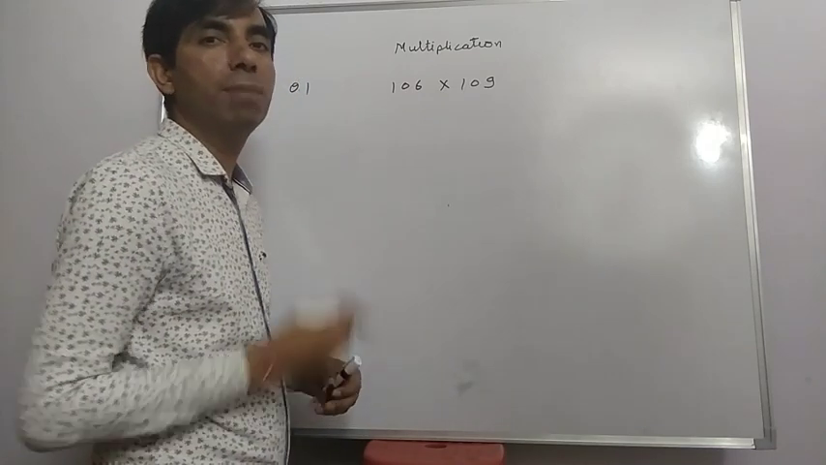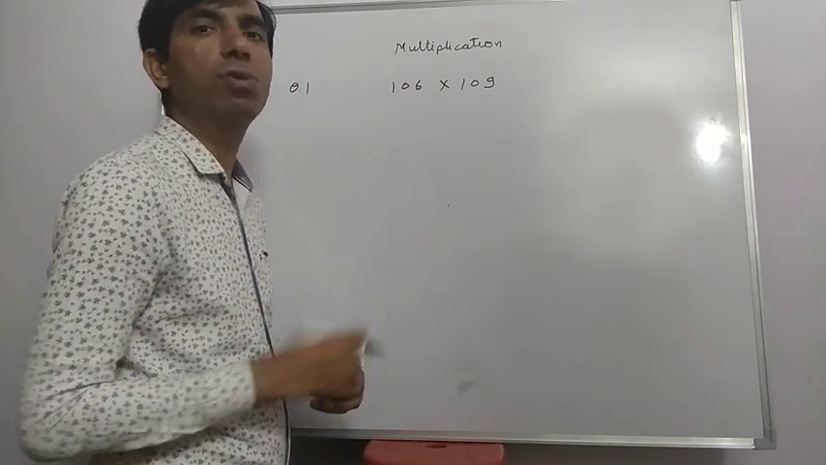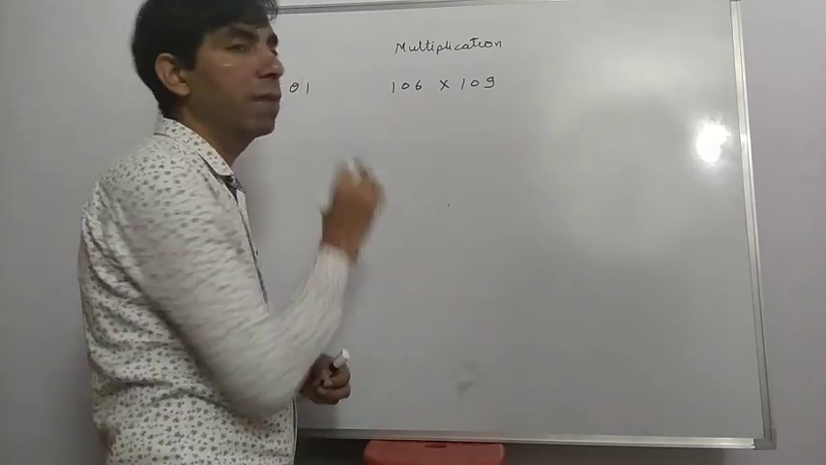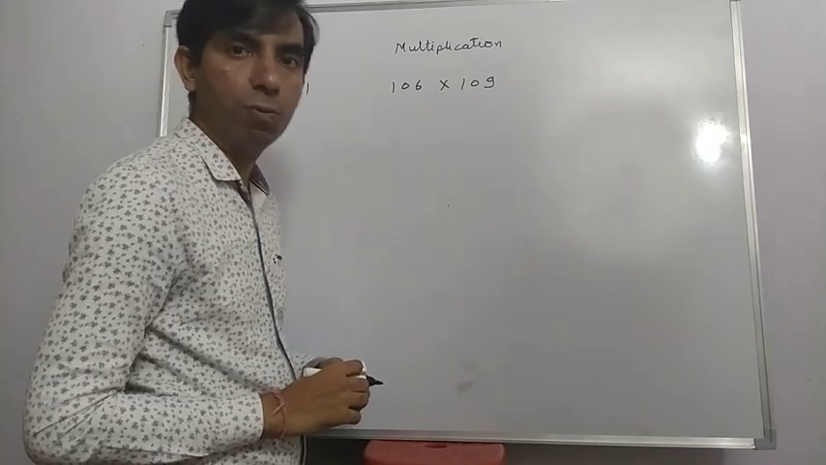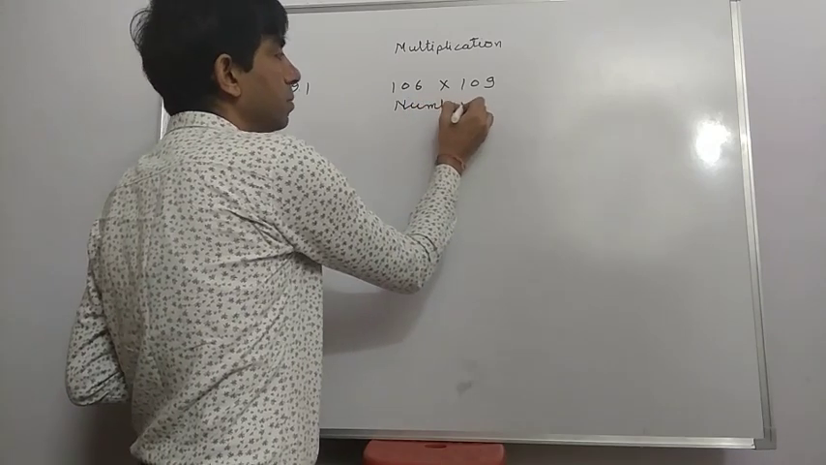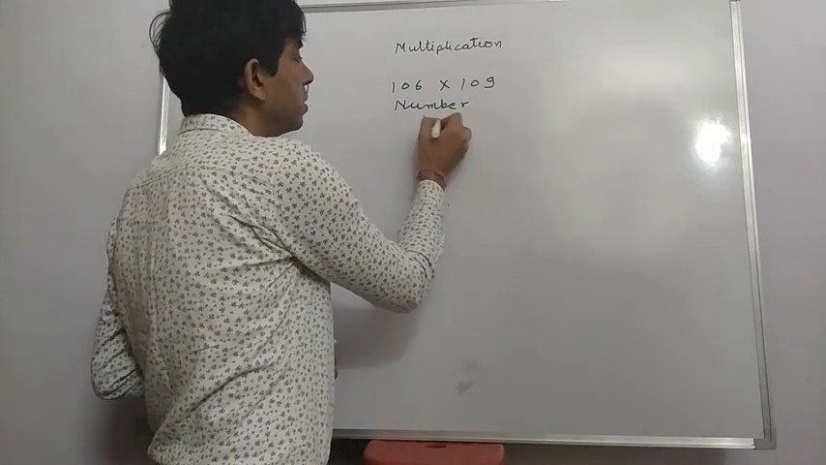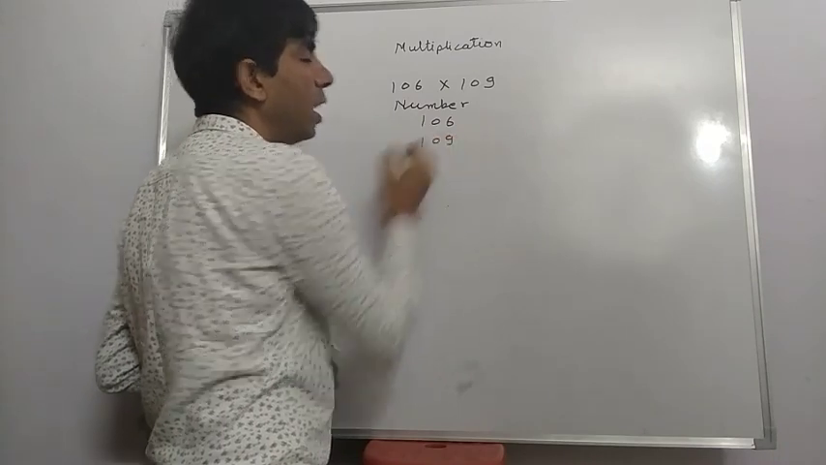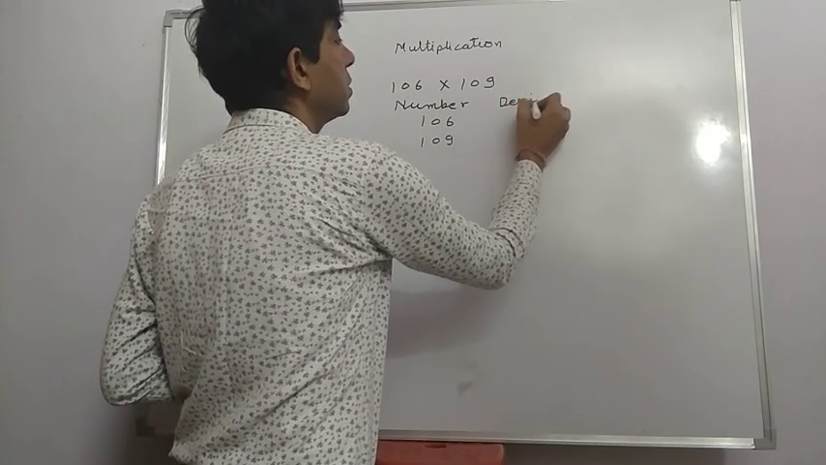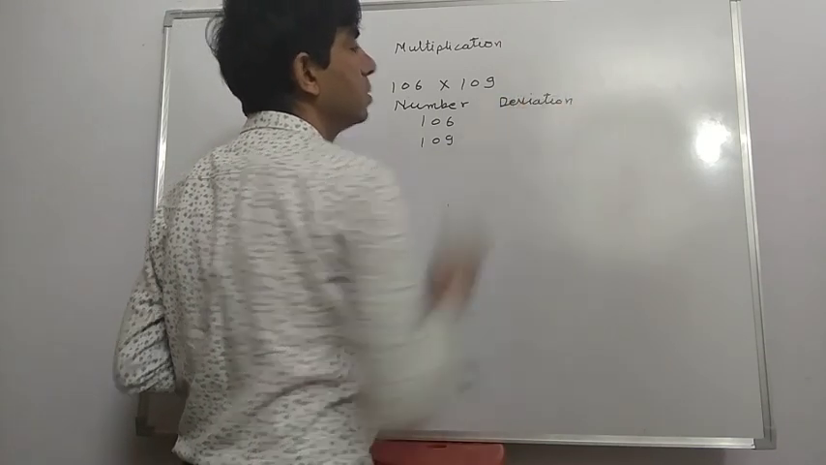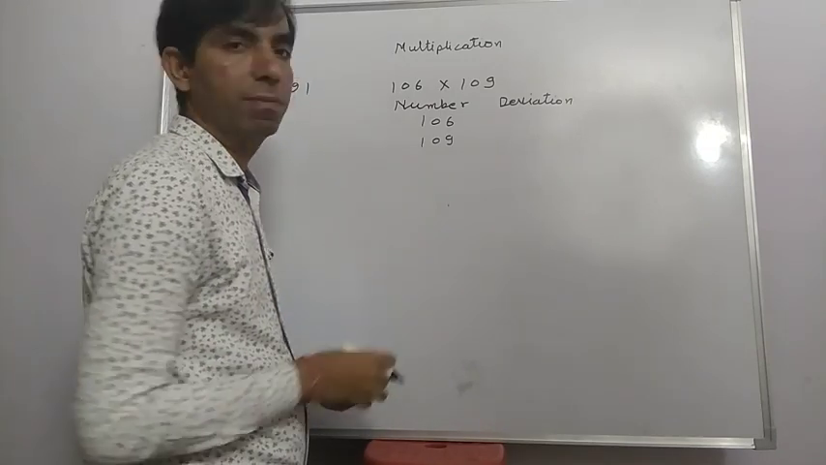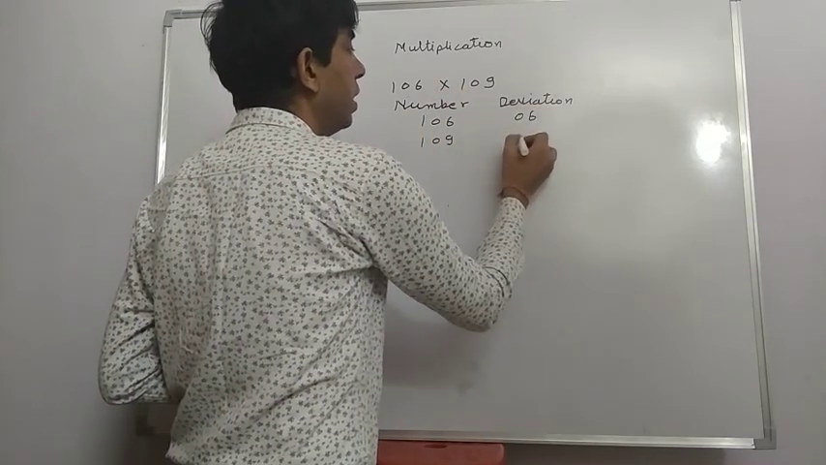Today I am using some language, but it is not compulsory to use it in calculation. I am writing it only for your understanding. First, write the numbers and check the numbers: 106 and 109 as they are. Second, we check the deviation. We can check the deviation indirectly by observation, just like 06 and 09.